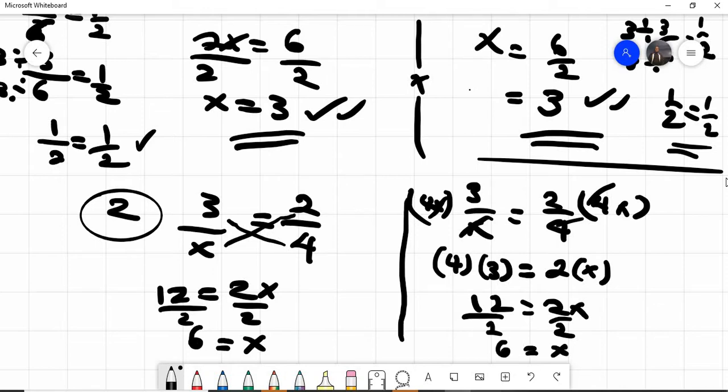So x is 6, because 3 over 6 is half. 2 over 4 we have to reduce, and it is going to be half as well. Yeah, 2 over 4 is half. So that's our second example.